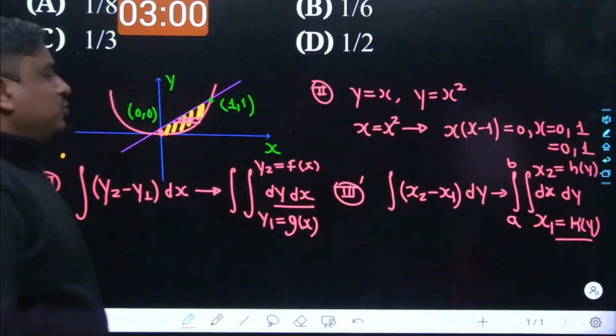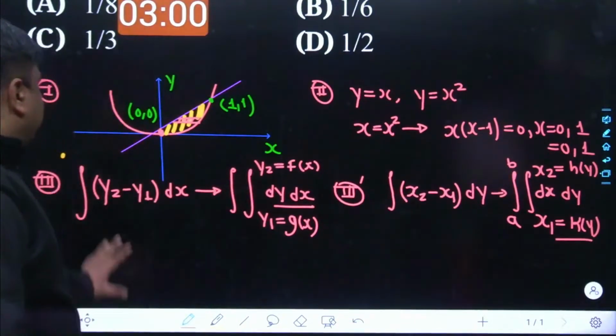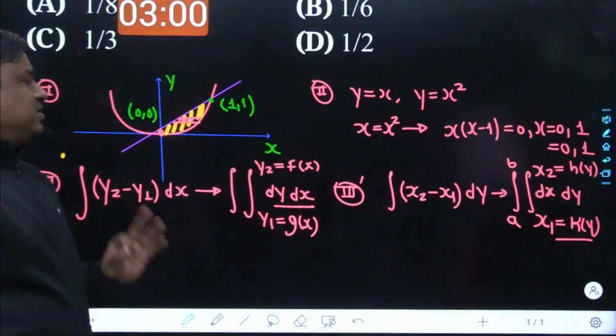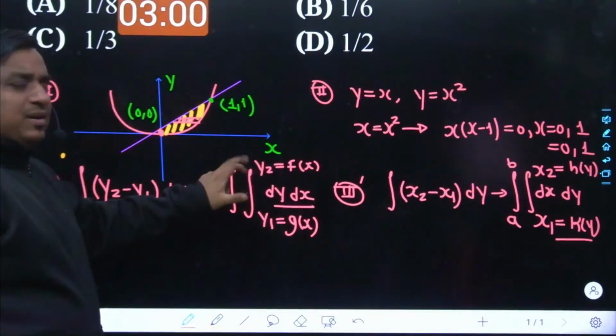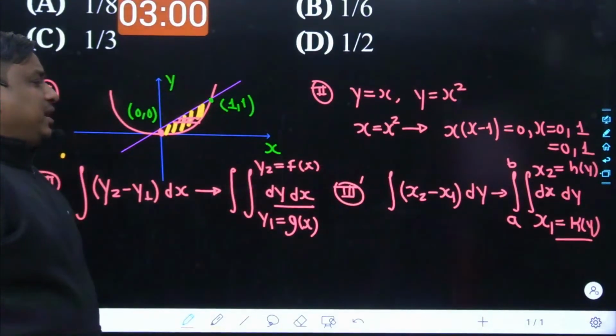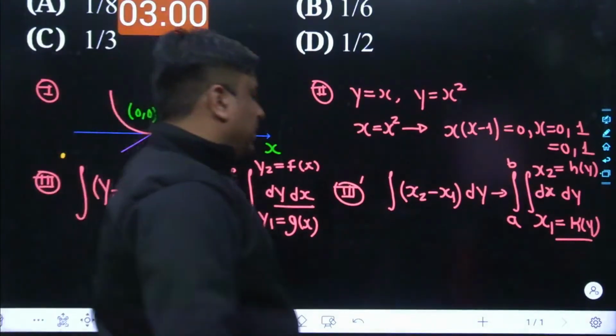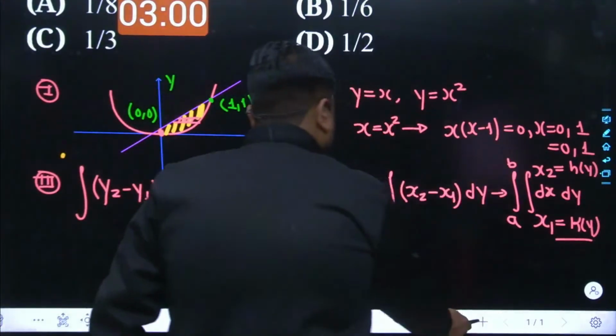Many of the students used to have a doubt: sir, why is this double integration used? Double integration is just used to subtract y2 and y1, and to subtract x2 and x1. Till this point, I don't think any of the students would have any kind of doubt now.